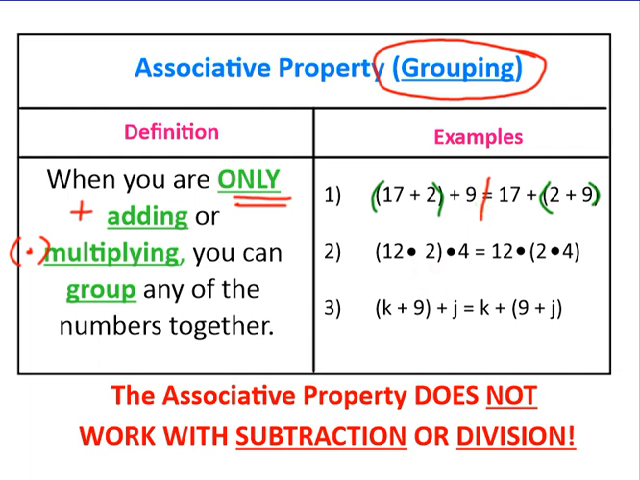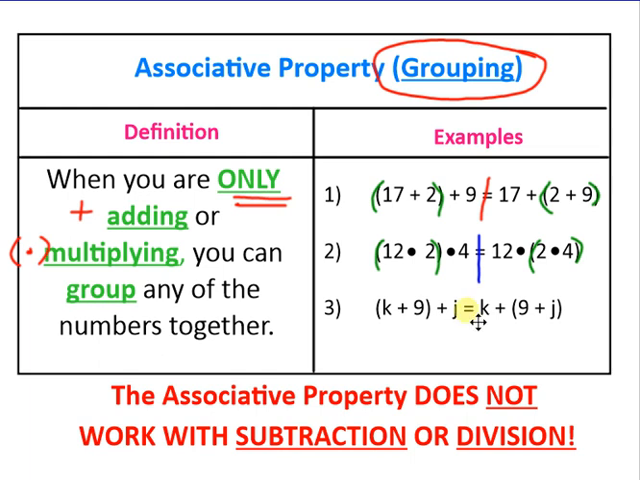Now same thing for the next example here. Here's my equal sign. This time though I'm using multiplication, so again there's a multiplication sign in between each number. I have a 12, a 2, and a 4, and a 12, a 2, and a 4. Same order, but they are being grouped differently. Here I'm grouping the 12 and the 2, and here I'm grouping the 2 and the 4.